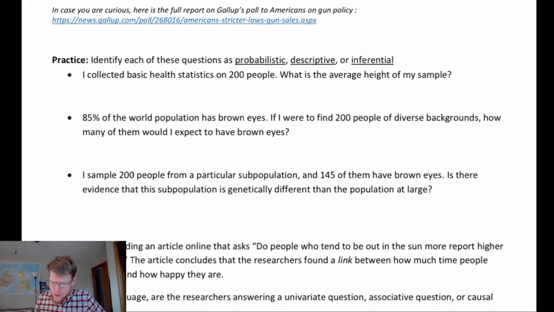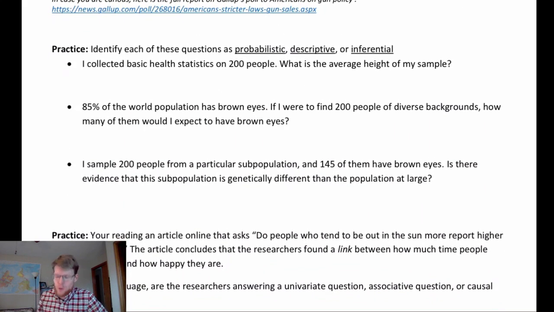Okay, identify each of these questions as probabilistic, descriptive, or inferential. So I collected basic health statistics on 200 people. What is the average height of my sample? So this is asking about my sample, and I'm describing my sample, which means that this is a descriptive statistics question. I collected some data. I'm reporting information about my data.